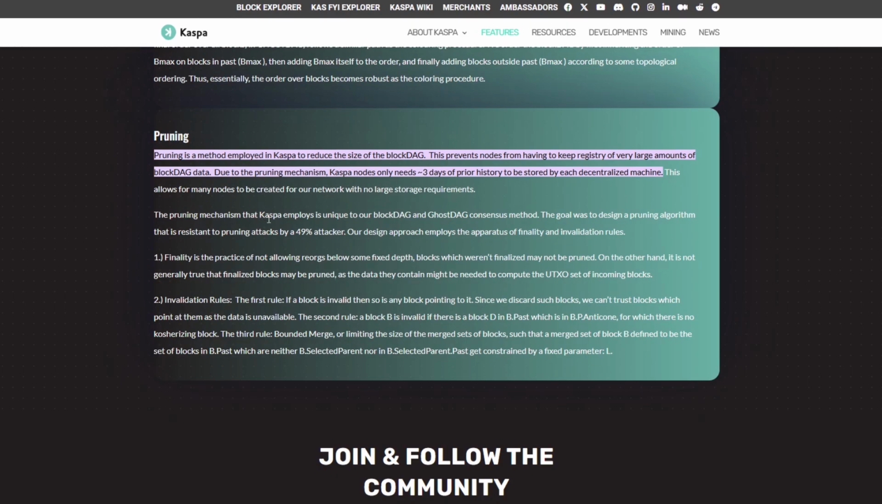The pruning mechanism that Kaspa employs is unique to the blockDAG and GHOSTDAG consensus method. The goal was to design a pruning algorithm that was resistant to pruning attacks by a 49% attacker. Their design approach employs the apparatus of finality and invalidation rules, so you can see these two here. I'm not going to go through them because it won't really make sense if you're not fully into Kaspa or into cryptocurrency.